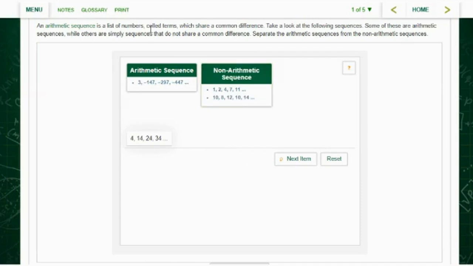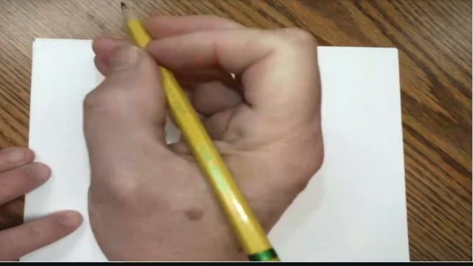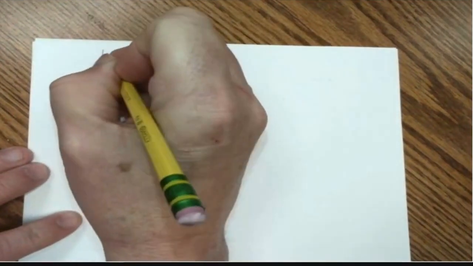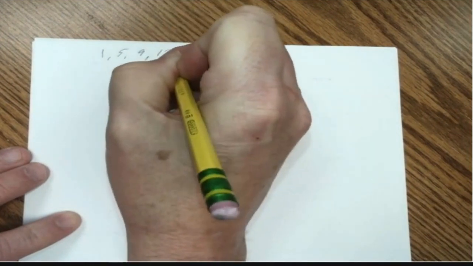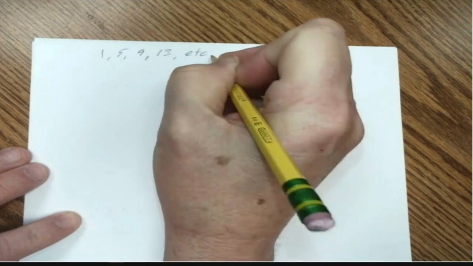All right, so let me switch over here to my pencil and paper, and let's talk about arithmetic sequence formulas. Because there's a formula we can use to find any term in an arithmetic sequence. Let's say we have 1, 5, 9, 13, etc. We can see what's going on. There is a formula we can use, and it's this.